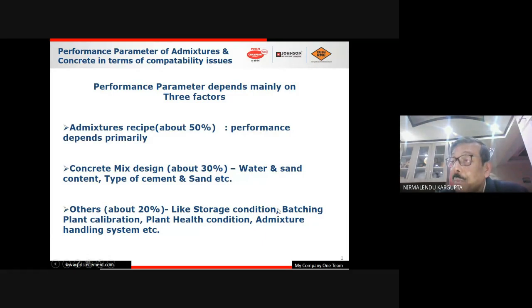Where your admixture is stored, if it is in the sun, gradual degradation of admixture will take place, so performance will be affected and an incompatibility issue may arise. Batching plant calibration is not proper, so quantities are going to the mixer in different amounts. Plant health conditions, mixer index and raw material handling index, like skip bucket and belt conveyor, and these are not working. When the skip bucket is taking the material, it shakes and some material spills out from there, so an incompatibility issue will arise.